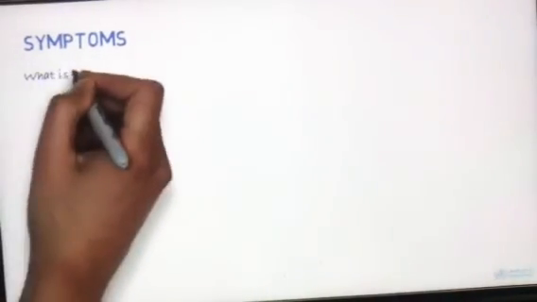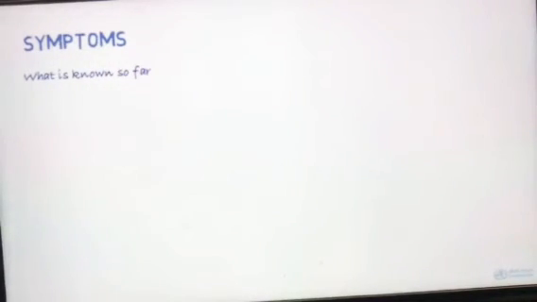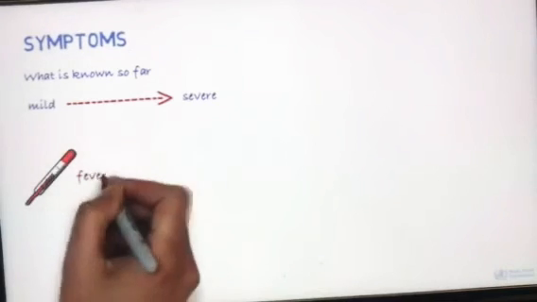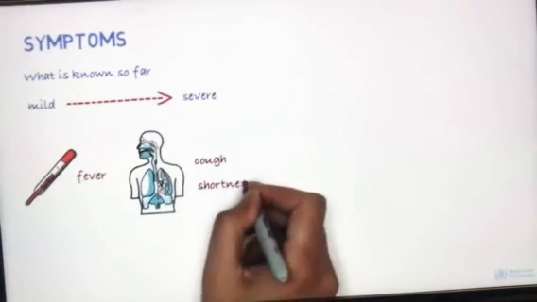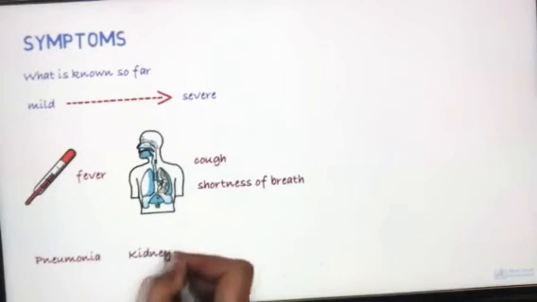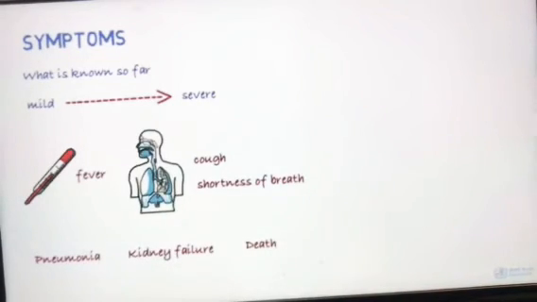Well, from what is known so far, there can be a number of symptoms ranging from mild to severe. There can be fever and respiratory symptoms such as cough and shortness of breath. In more severe cases, there's been pneumonia, kidney failure, and death. The mortality rate is not known yet.